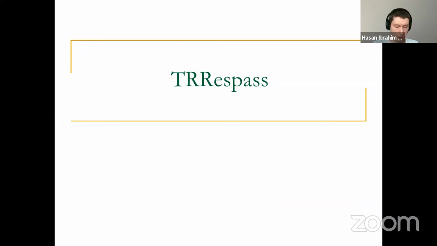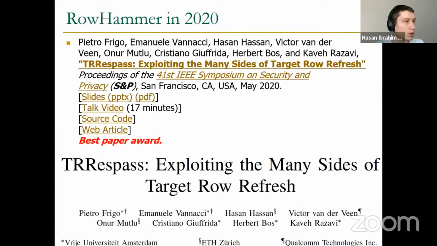Okay, so I will try to cover this paper more quickly. The paper is called TRRespass for short, Exploiting the Many Sides of Target Row Refresh. This was published the year before we published the UTR paper. I wanted to cover these in reverse chronological order, because it made more sense, as the UTR paper describes things in more detail.